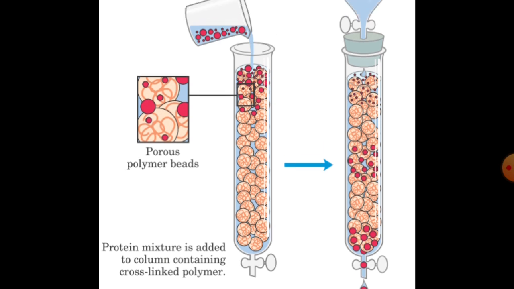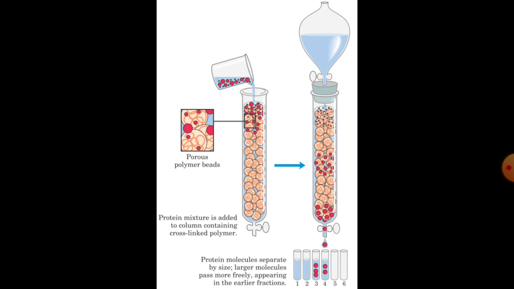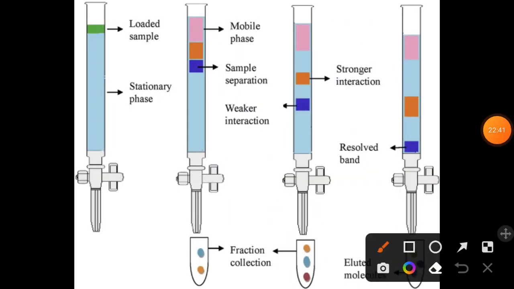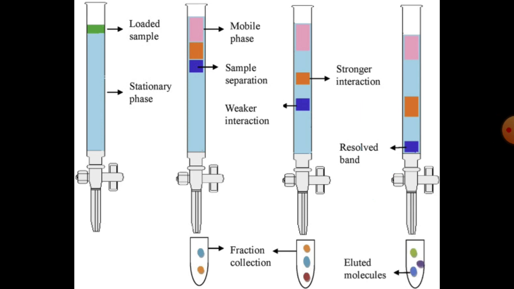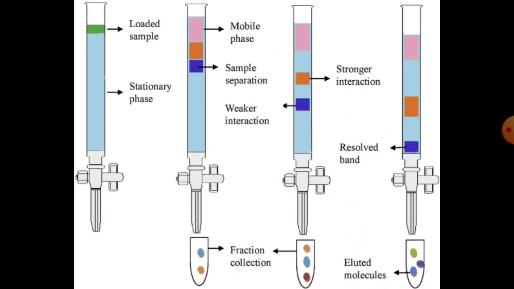So if in your examination they ask you to write a difference between size exclusion chromatography and column chromatography, the first thing that you have to mention is that column chromatography separates protein on the basis of different properties, right? It can be size, it can be charge, it can be binding affinity, it can be anything. On the other hand, size exclusion chromatography specifically separates protein on the basis of their size.